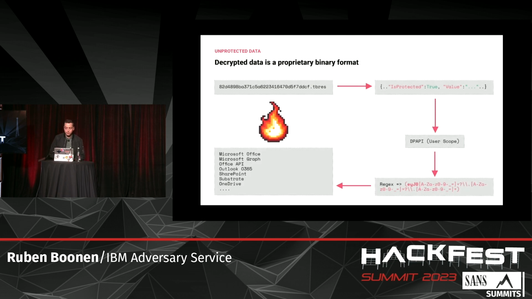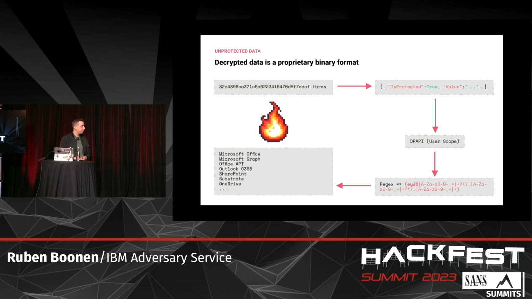Yeah, so this is more or less what I did in code as well. Here we take one of these TBRES files. We just read it. You could use a JSON deserializer if you want to actually get an object out of it, but you can just regex it as well, right? It's not a very complicated object. So I look for is protected set to true, and if that's the case, I extract whatever the value is, so I can then pass it to the DPAPI to decrypt that data.